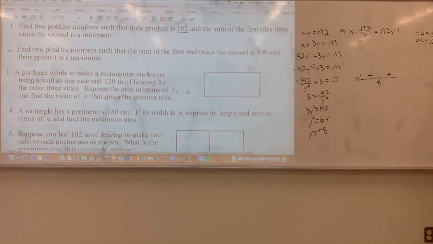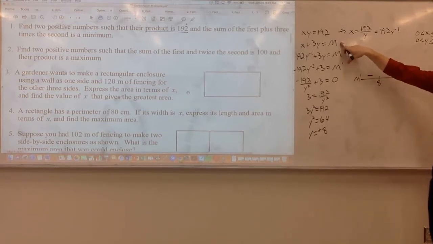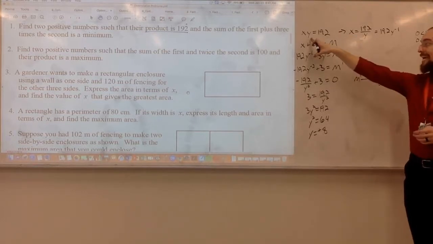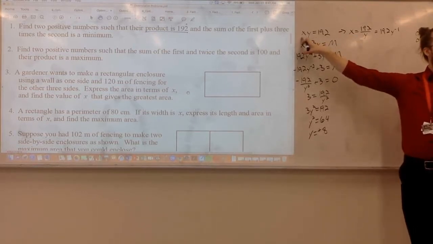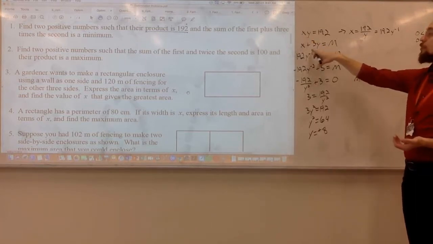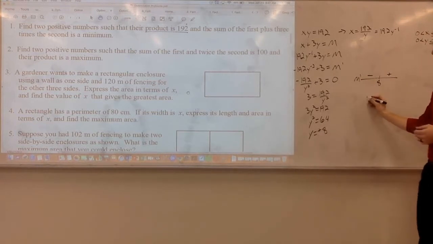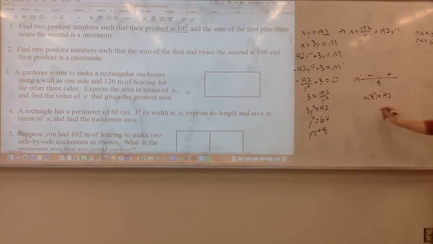How do I figure out my x? Plug it in. To what? Which one, this one or this one? The first one, right? Because once I plug my 8 in for y, I will only have one unknown left here. If I plug it into this equation, I would still have 2 unknowns. So I need to plug it into my first equation. So I'll have x times 8 equals 192. Divide both sides by 8. And what do we get? 24.